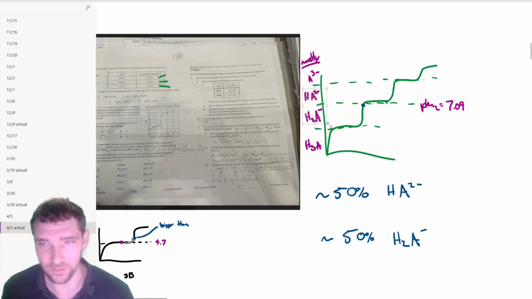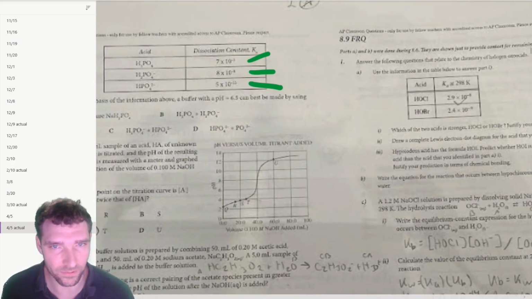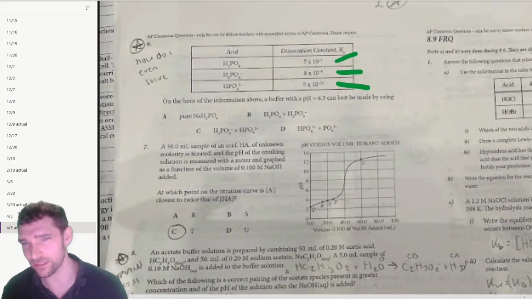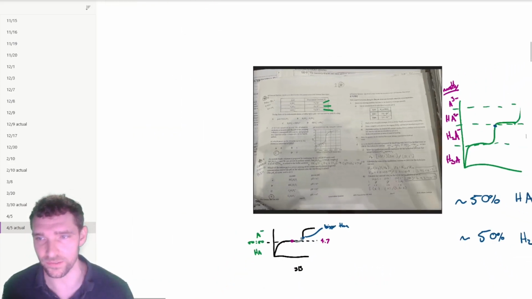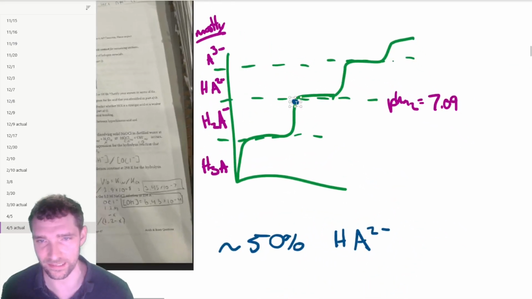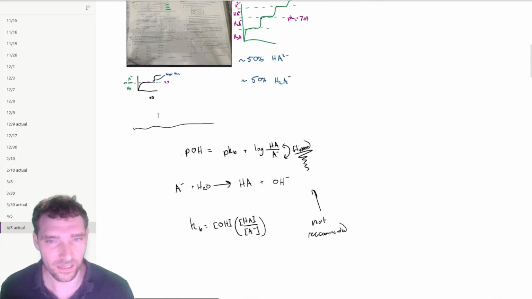So it looked to me like if we want to get a pKa of around 7.9, which I believe is what we calculated there, and they had asked for a buffer around 6.5, it's pretty close. It's not perfect, but we could get that by mixing these two, and they're going to be close to a 50-50 ratio. But if we're actually at 6.5, we'll have a little bit more of H2A minus than HA2 minus. We'll have a little bit more of this one than that one, but it's going to be pretty close to a 50-50 split.